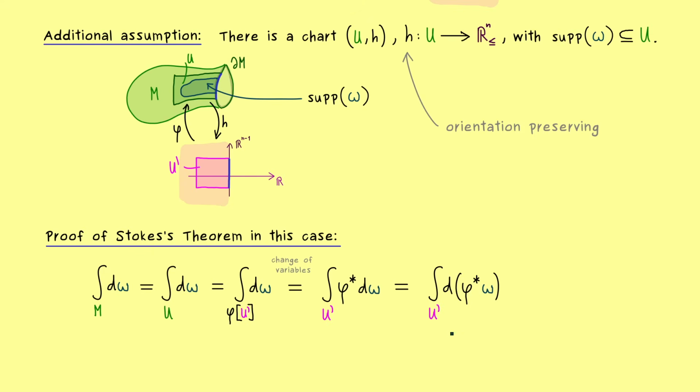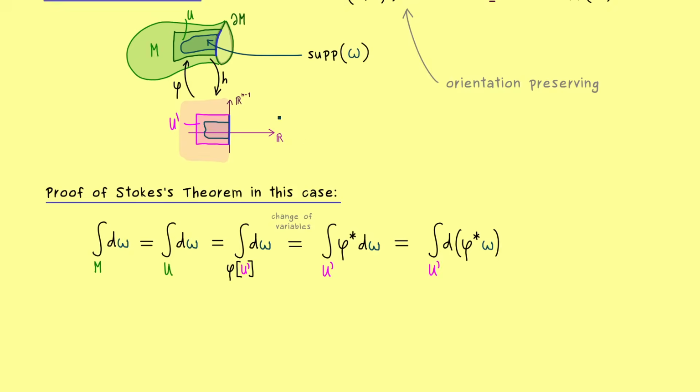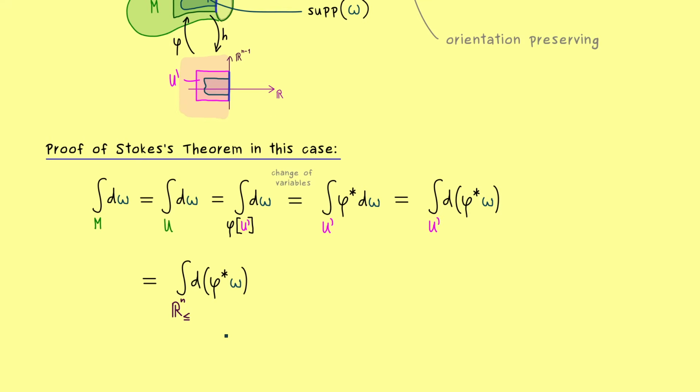Hence the result here is that we integrate a differential form over u prime, where we also already know that the support of this differential form lies inside u prime. Therefore, we actually can also write it as an integral over the whole half space. And obviously at this point, we can use Stokes' theorem for the half space. This is what we have used in the last video, and now we can finally use it.